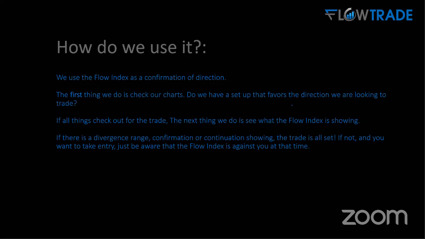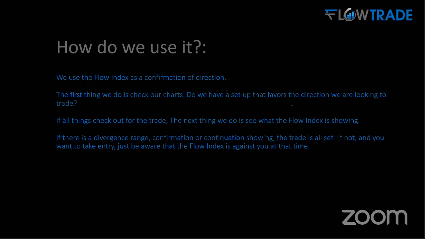So the first thing that we do when it comes to taking a trade is we check the chart. We want to see what the chart tells us. Do we have a setup that favors the direction that we're looking to trade? Well, that's the number one important thing. So then after that, if it all checks out, the next thing that we want to look at is, what is the flow index showing us? Is it giving us a confirmation of that move?